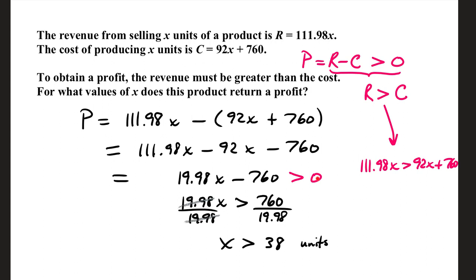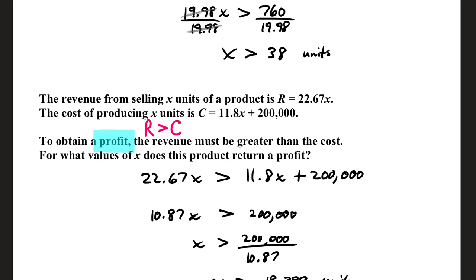Profit is obtained when that's greater than 0. Add 760 to both sides, divide by 19.98, and you will get x greater than 38 units. So as long as there are more than 38 units produced, a profit will be obtained. Another way to do that, and it's a short and sweet version, is just make sure revenue is more than cost. So you can set revenue greater than cost and solve for x that way. You will actually fast forward to this line here. But I like to show you more than one way when I know more than one way.